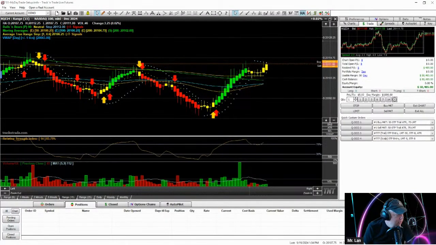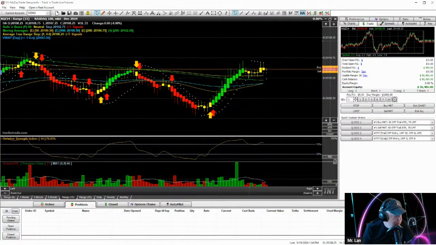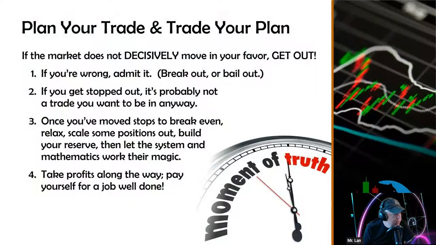Let's come in here, and I got a Sunday school lesson for you. Here's our Sunday school lesson. Plan your trade and trade your plan. If the market does not decisively move in your favor, just get out. That's why we use these pre-programmed buttons that automatically set up our trailing stop for us and our limit order, so that when we get in, we just get out immediately if we're wrong, and then we can take some profits if we're right.